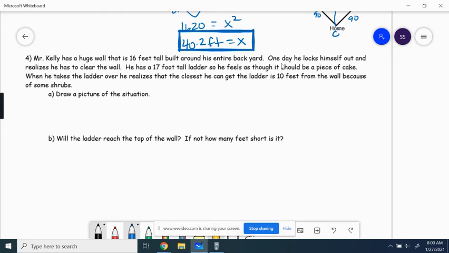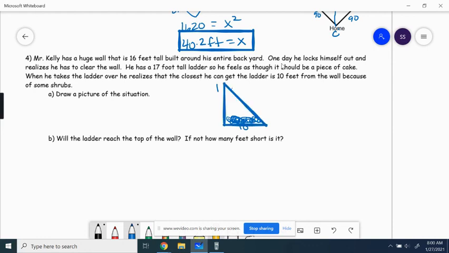Okay, so he's got to get over this wall that's 16 feet, and he's got a 17-foot ladder, but there's some shrubs here. Okay, here's the shrubs. And the shrubs go from the wall out 10 feet. So here's kind of a triangle that we're setting up. Now he's got this 17-foot ladder, right? But we don't know if he puts the ladder here, is he going to be able to make it or not?